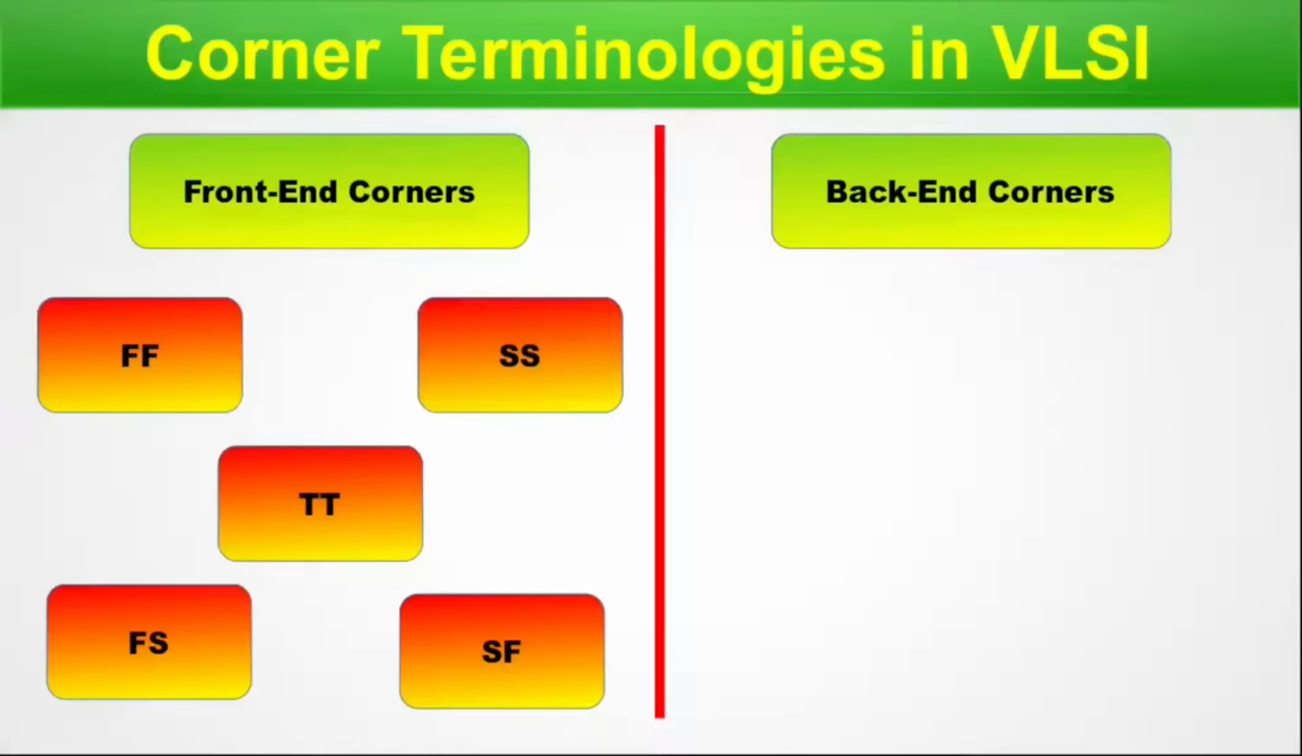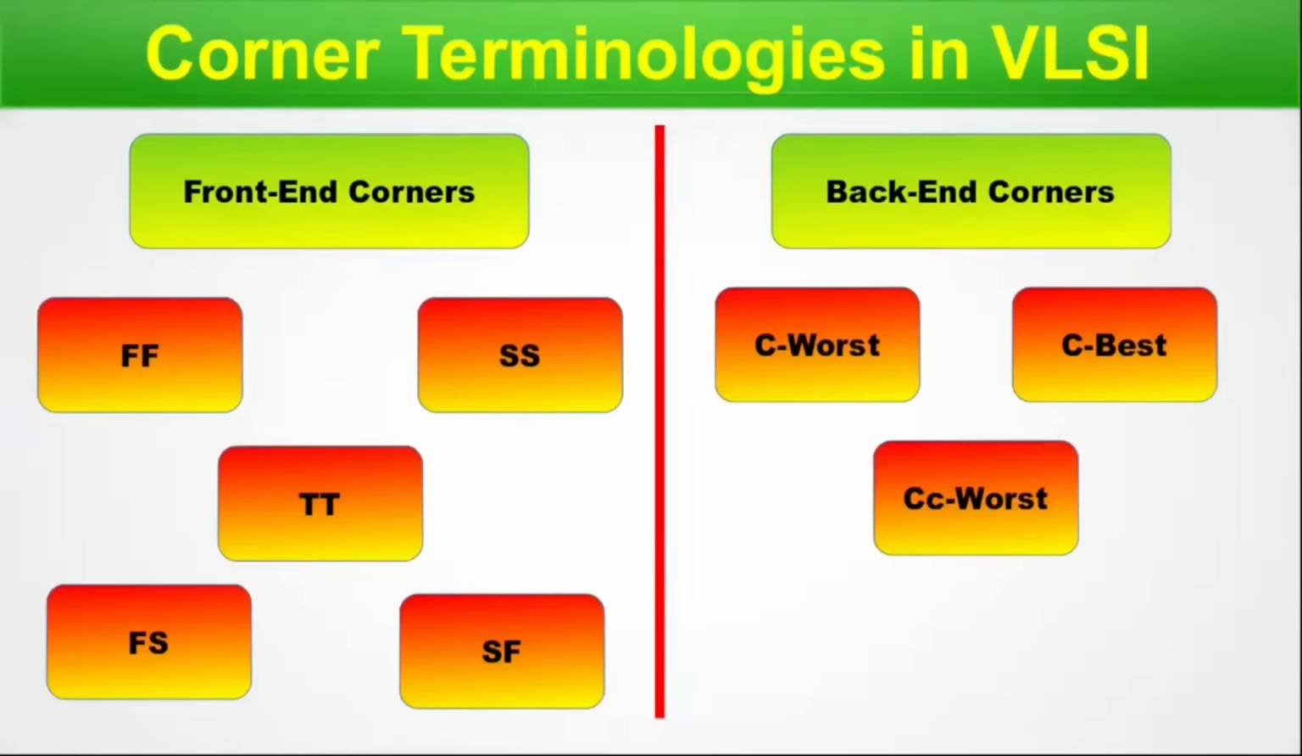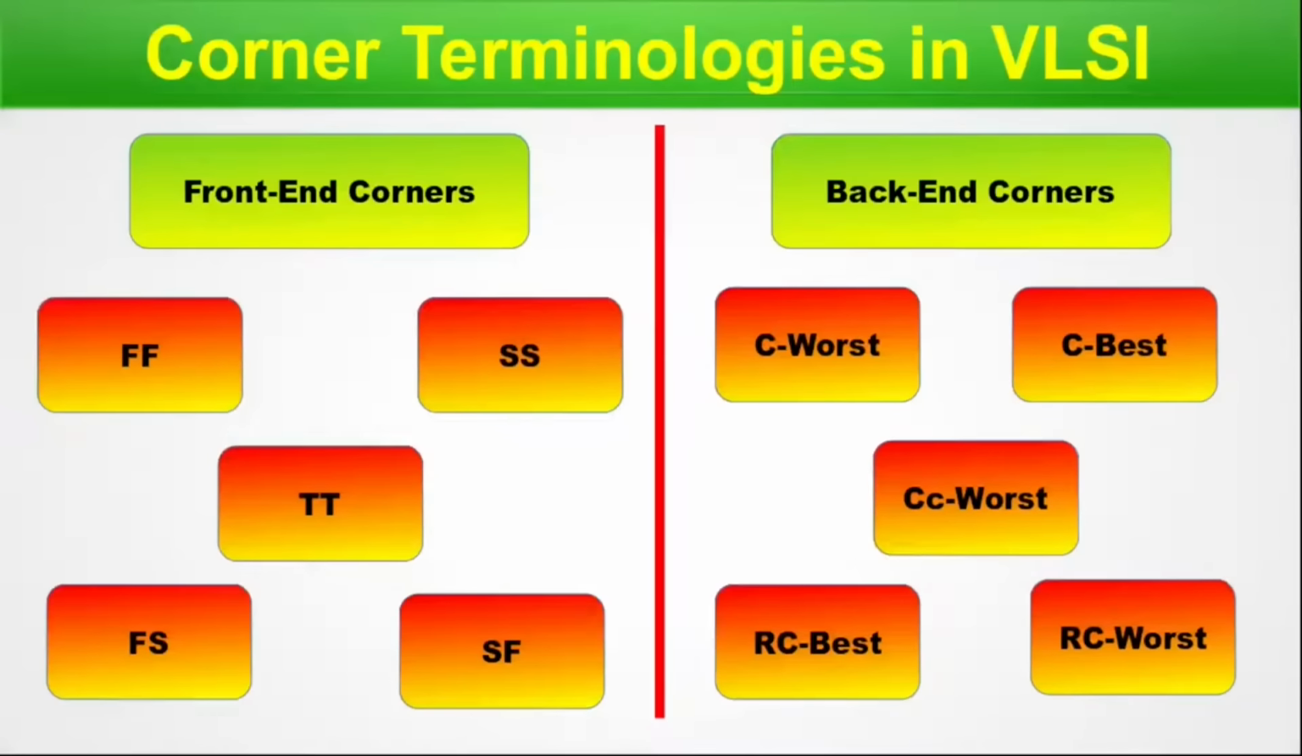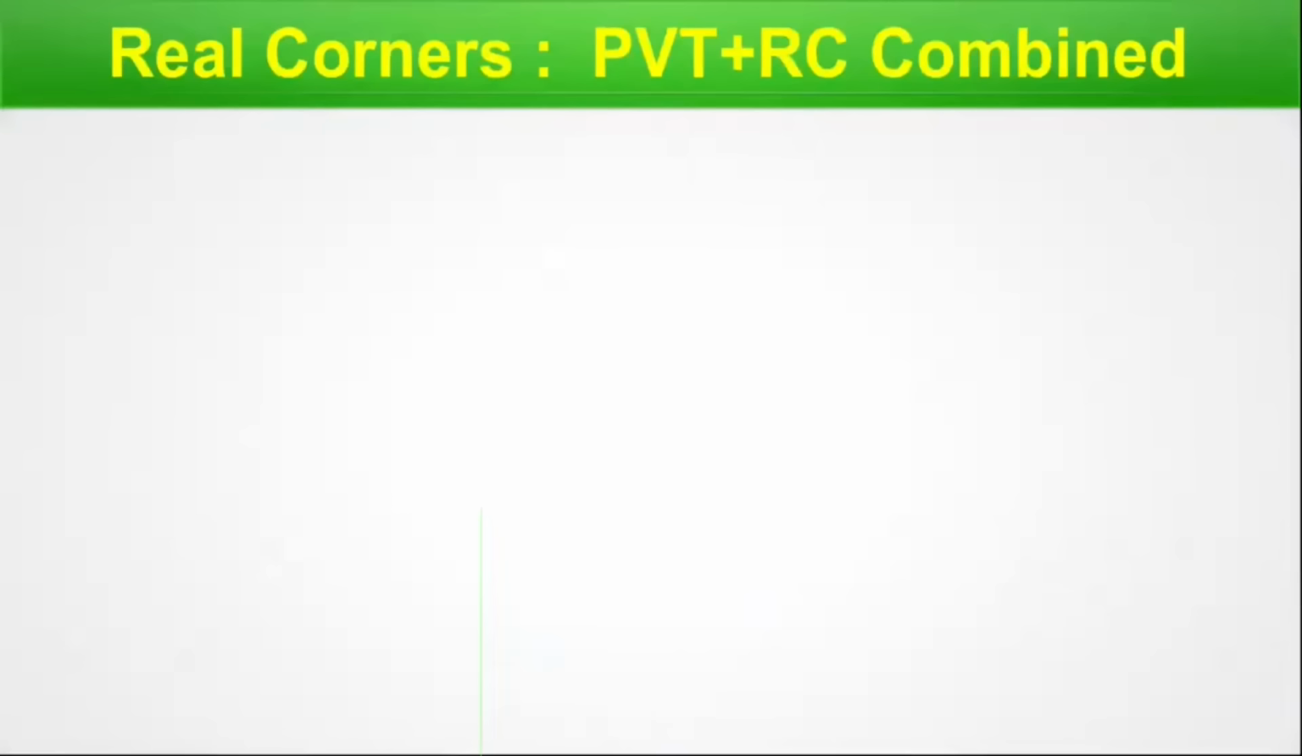Now, let us move on to the back-end corners, which are basically the RC corners. They will be C worst, C best, CC worst, RC best, and RC worst. Here you can see a new terminology, that is CC, the coupling capacitance. I think it is very important below around 20 or 25 nanometer. In any node available there, the coupling capacitance also comes into the picture, and you will come across these coupling capacitor corners from the foundry. Now here we have two different sets of terminologies for front end corners and back end corners. At left we have the process corners and at right we have the RC corners. So you have a glimpse of these two. Now let us move on to the next slide.